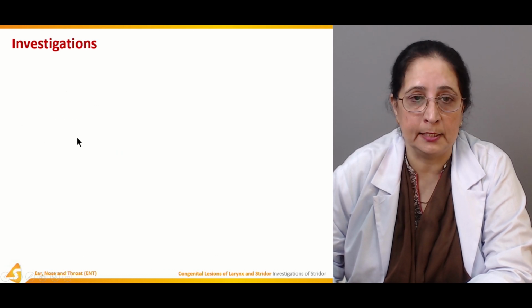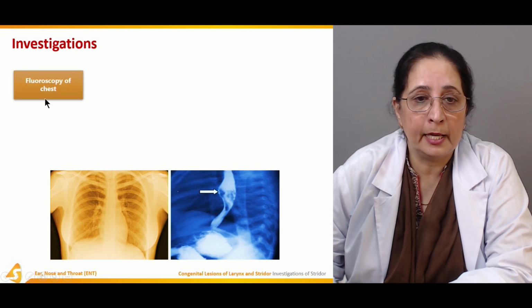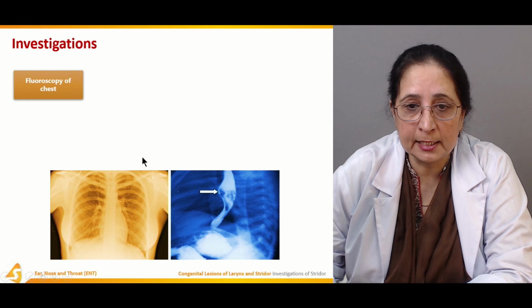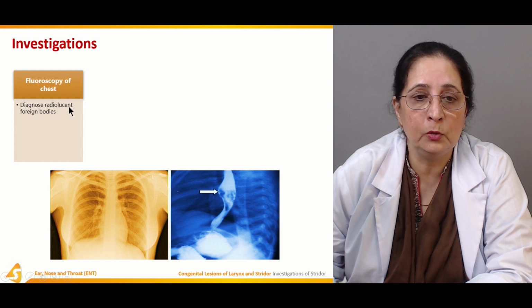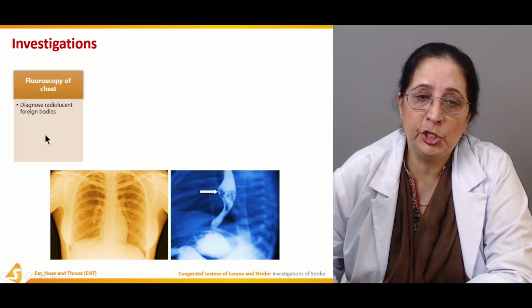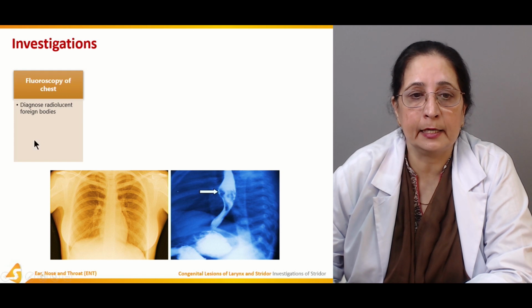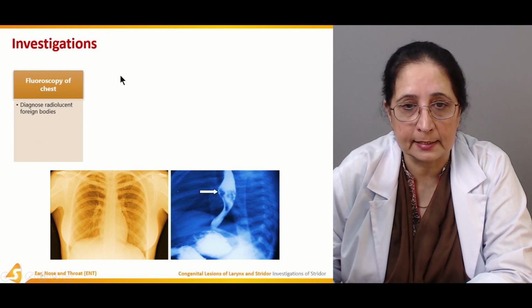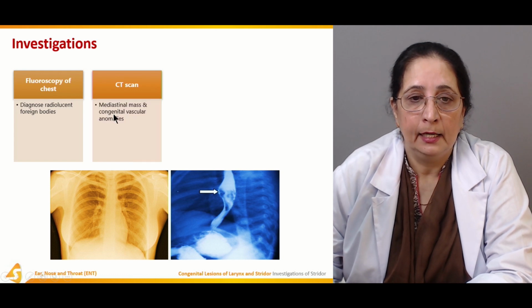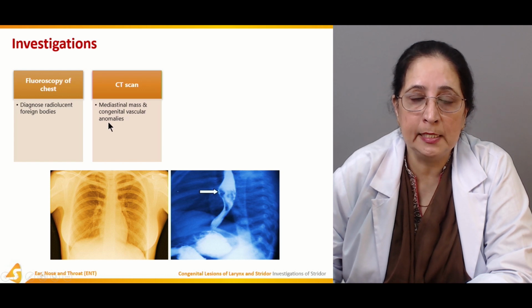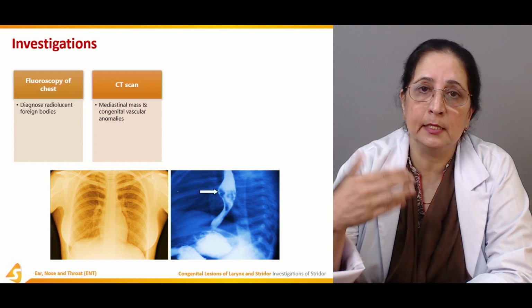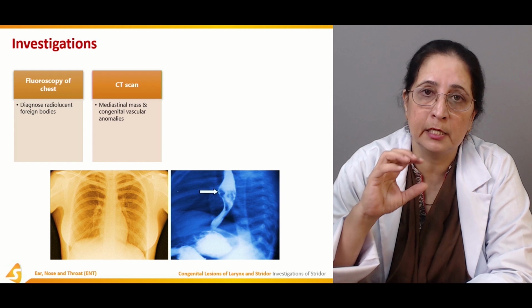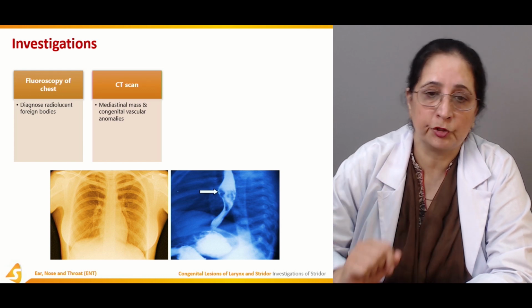For diagnosis of foreign bodies, we also have fluoroscopy of the chest. Fluoroscopy of the chest diagnoses radiolucent foreign bodies, so any radiolucent foreign body is detected by fluoroscopy of the chest. CT scan: mediastinal mass and congenital vascular anomalies can be detected by the CT scan. If any mass is present that is causing compression, that can also lead to stridor.